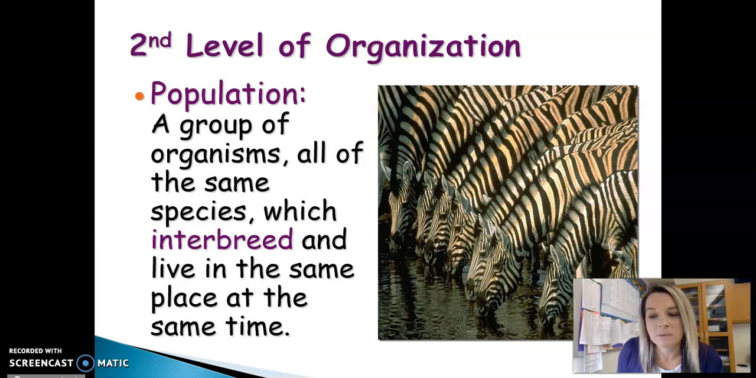And then our second level is when the organisms group together. They have to be of the same species, and they have to be able to interbreed with each other. Like zebras can interbreed, toucans can interbreed, tulips can interbreed. Those are plants. And so that's a population of tulips, of zebras, of toucans.